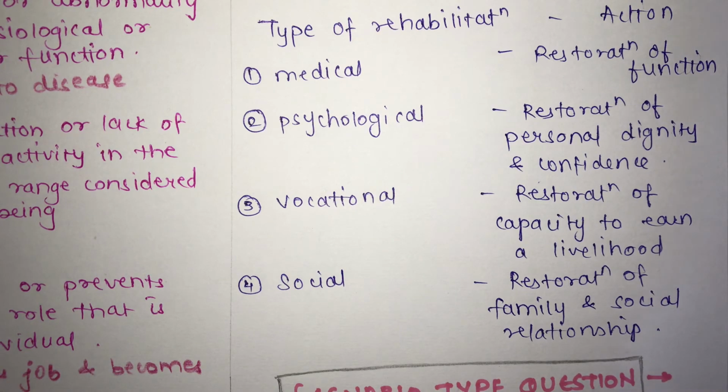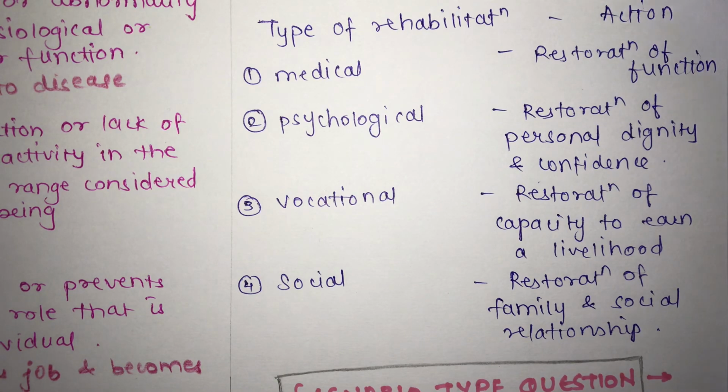Then the social rehabilitation is restoration of the family and social relationship. So now he is ready to fulfill the role which is required of him by his family and society. So that is the social rehabilitation. So these all are the levels of prevention. That was your primordial, primary, secondary and tertiary.